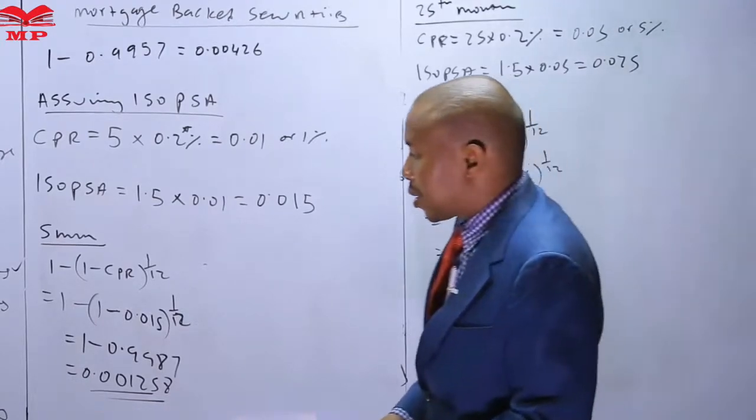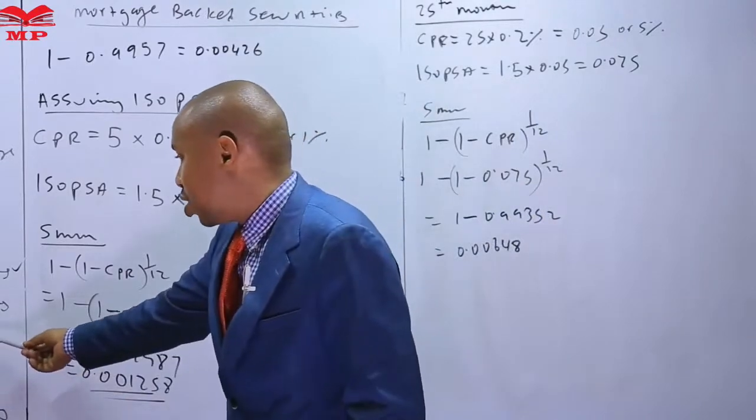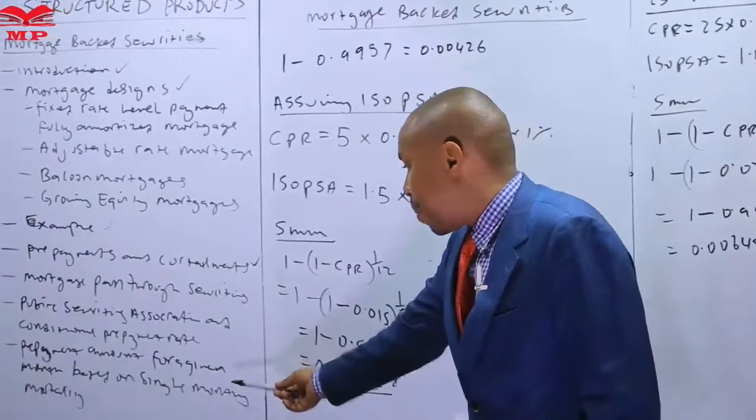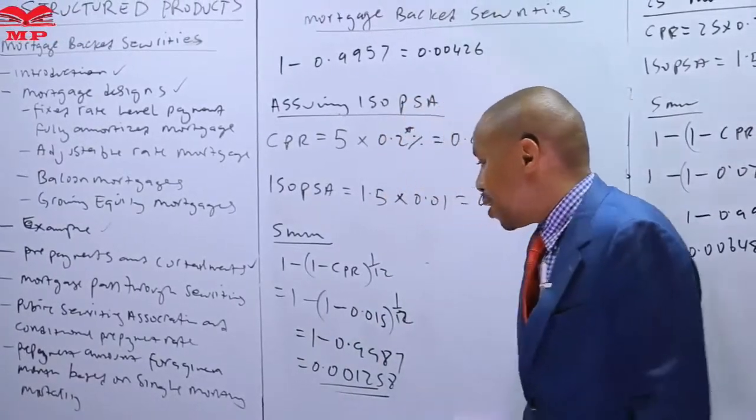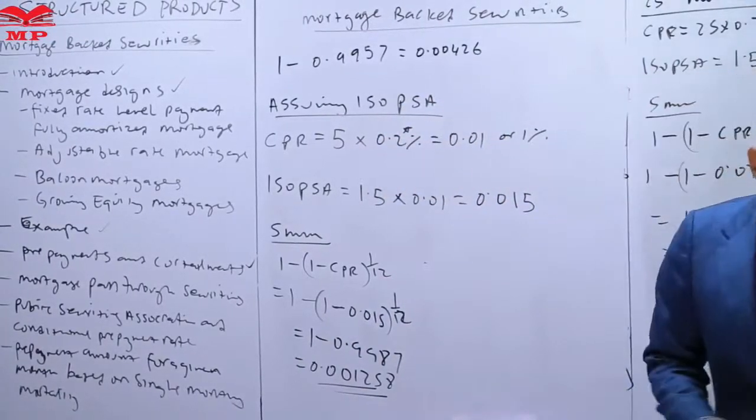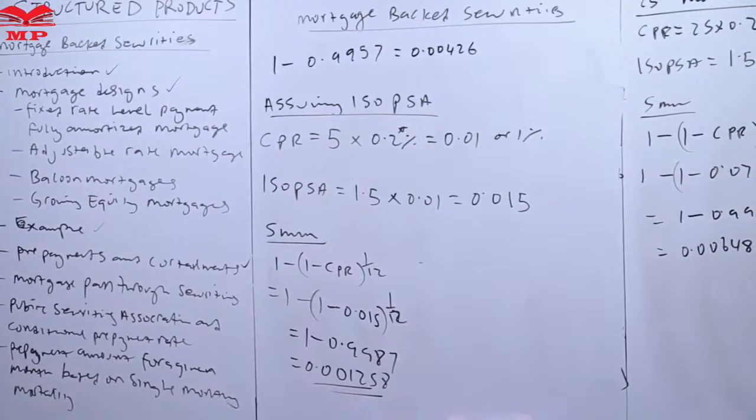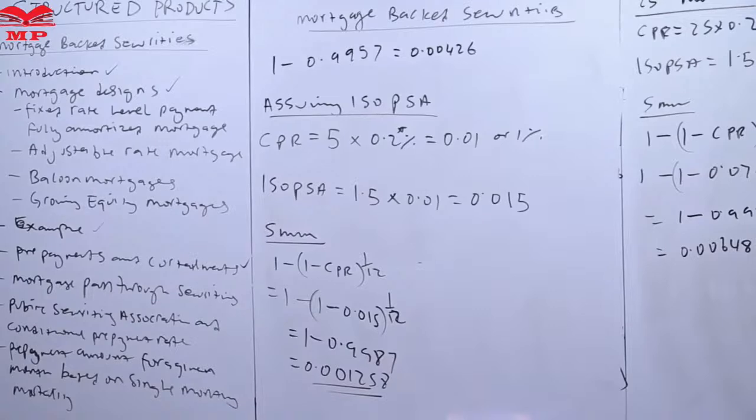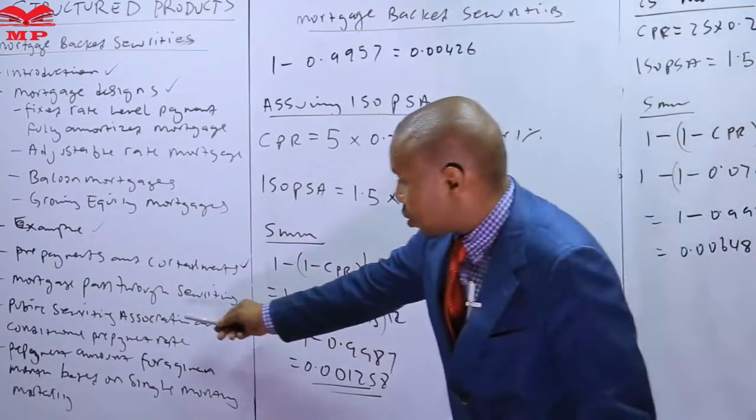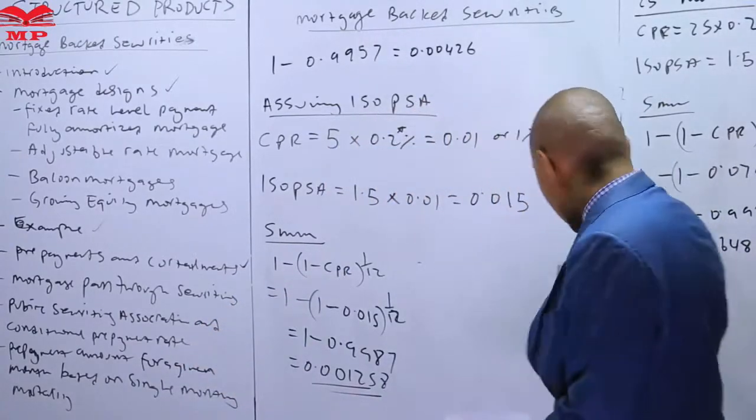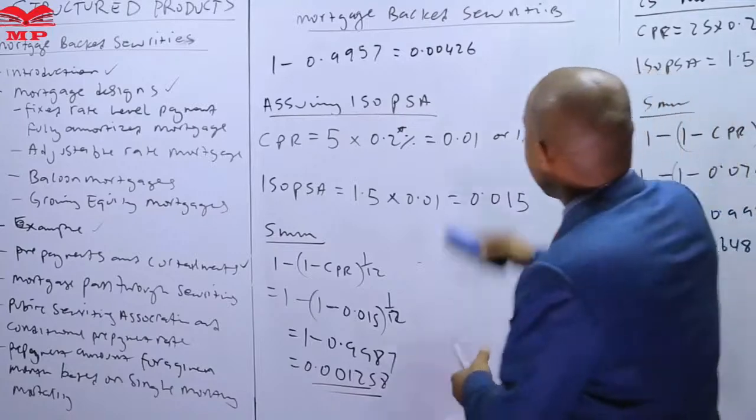Now, having looked at the Public Securities Association and the conditional prepayment rate, we now look at the prepayment amount for a given month based on single monthly mortality. I think I have actually covered that combined with the Public Securities Association. I've actually computed that there. However, we can briefly look at the formula.